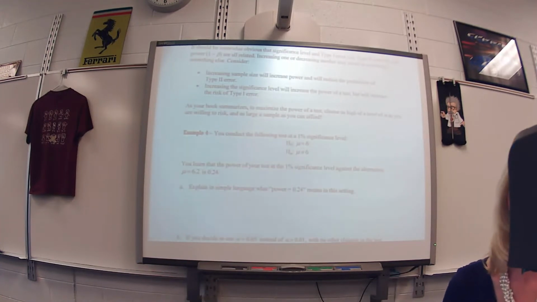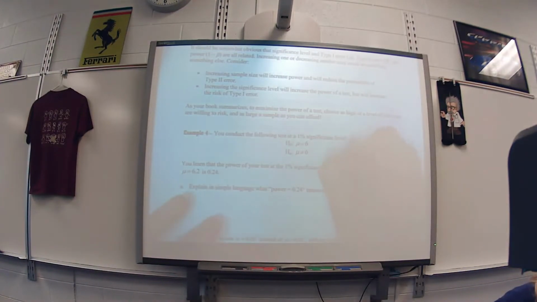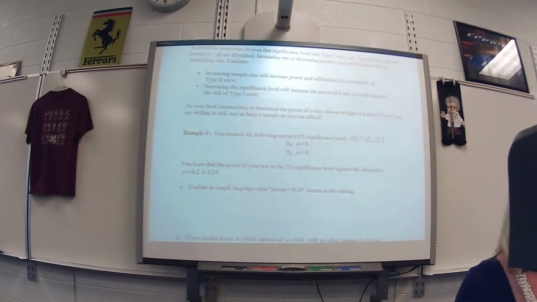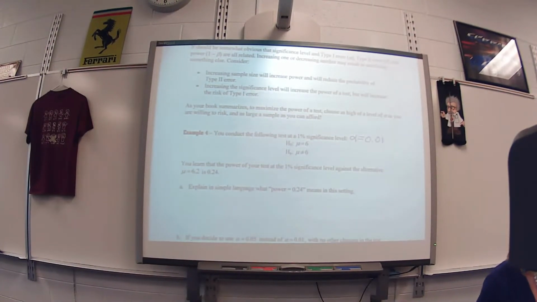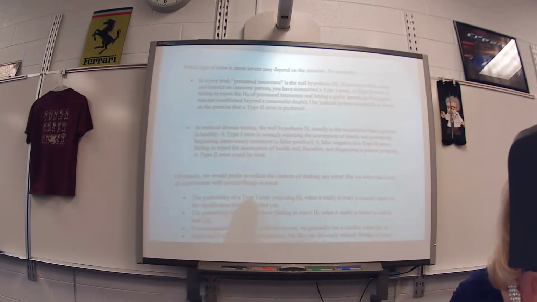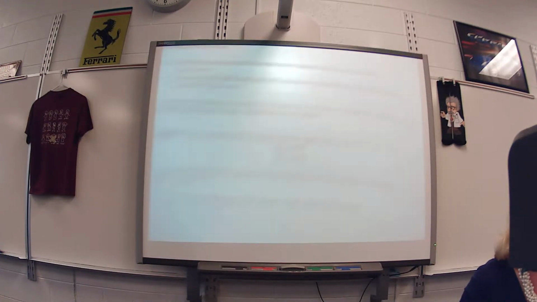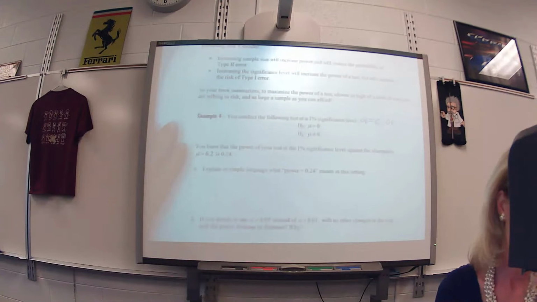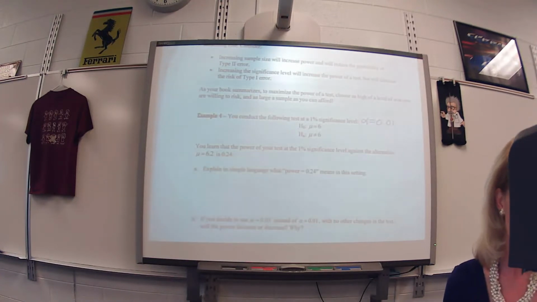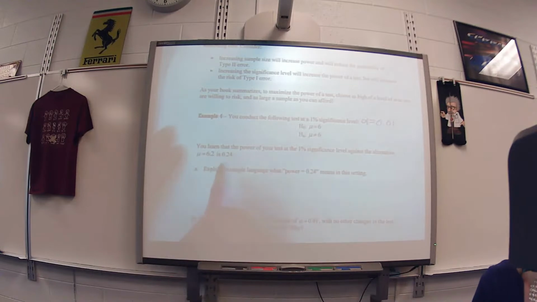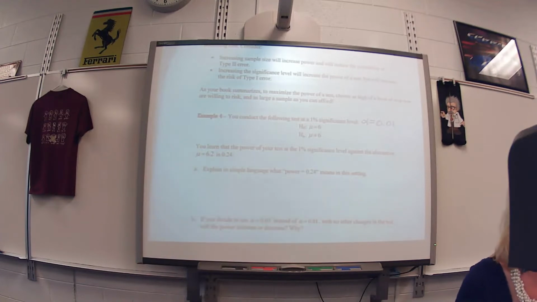All right, so last example. You conduct the following test at a 1% significance level. All right, so alpha equals 0.01. Okay, so if alpha is equal to 0.01, I chose a really small alpha. And that means I must be really worried about type 1 error. Okay, so I chose a very small alpha because I'm really concerned about my type 1 error. You learn that the power of your test, if you're testing specifically at 6.2, the power is 0.24.